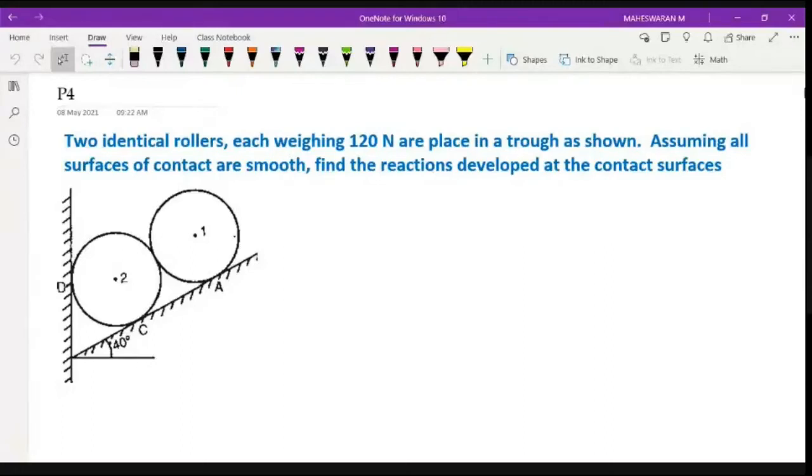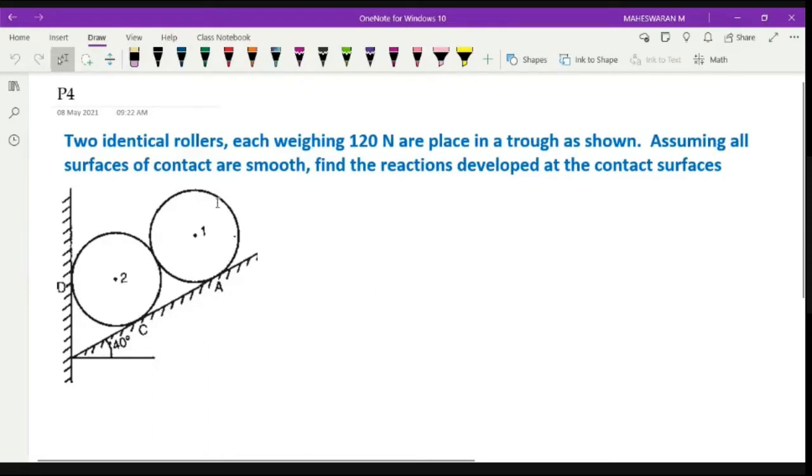You have two identical rollers. The weight of each roller is given, which is 120 Newton. It is placed on a particular channel, right? If the surface of contact is smooth, let me consider the surface is smooth, you have to identify what will be the reaction developed on the contact surface.